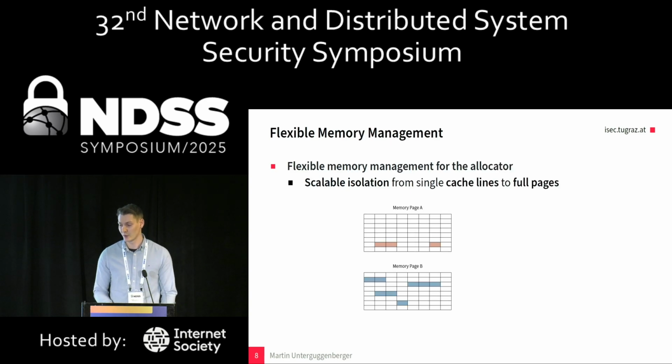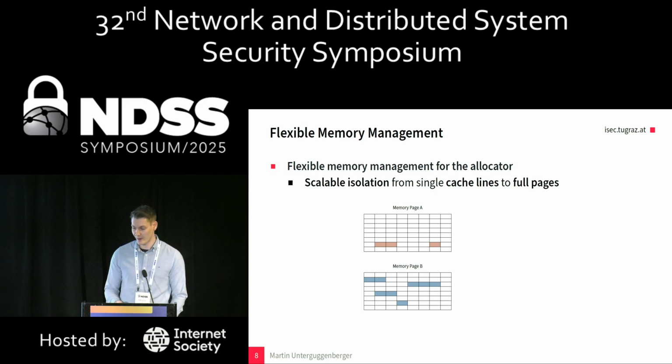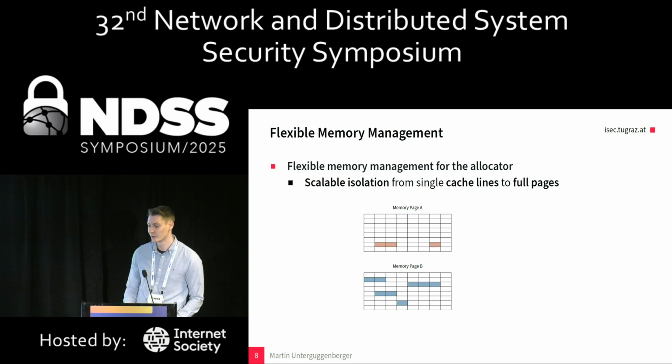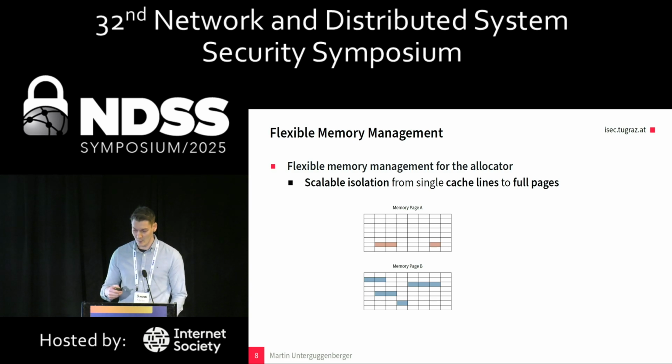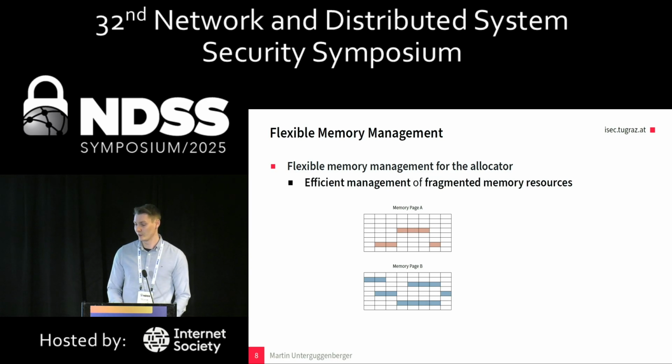And finally, we also want flexible memory management for the allocator. And as our design already provides scalable isolation from a single cache line to full pages, this can be used, for instance, to implement allocator caches. So in this example, we have 2 memory pages, page A and B. We have 64 cache lines on each page, and we assign a few cache lines to 2 sandboxes. And our design can also be used to reallocate more memory to both sandboxes, which provides a more efficient way to manage fragmented memory resources.